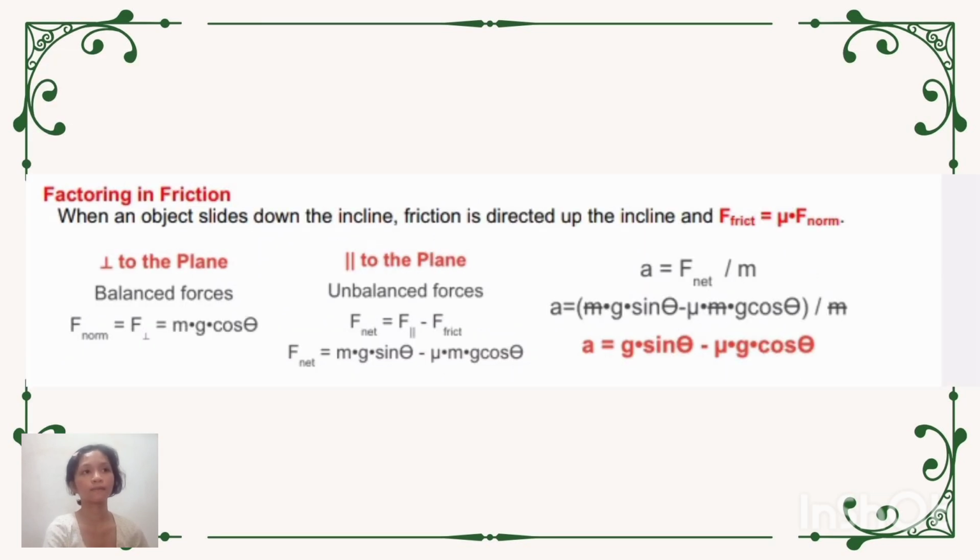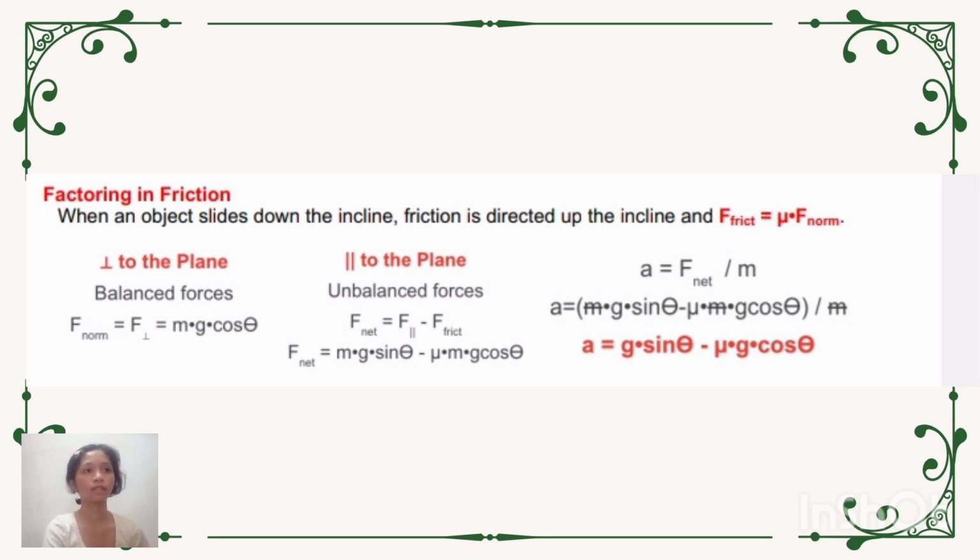So now let's factor in friction. So now friction is involved here. When an object slides down an inclined plane, friction acts in the opposite direction of the motion. Like, as we know, friction is the opposing direction. So if the object is sliding down the slope, the frictional force points up the slope.